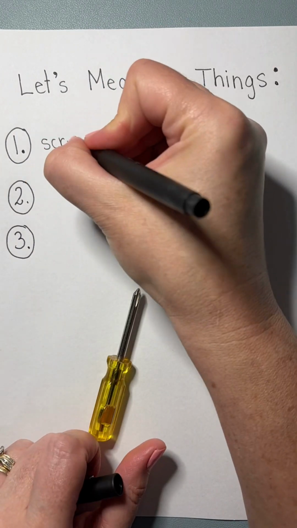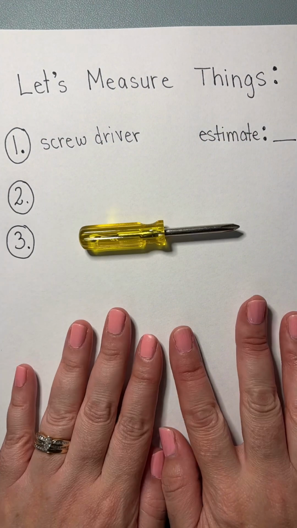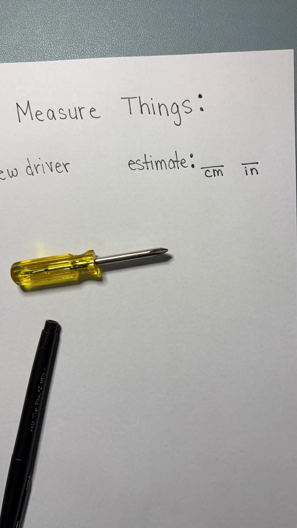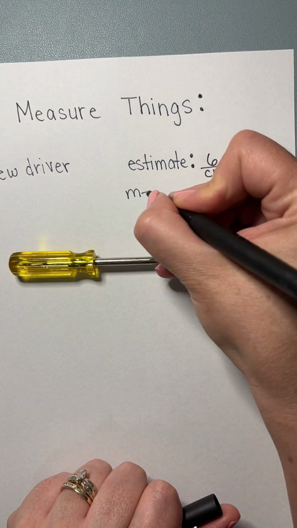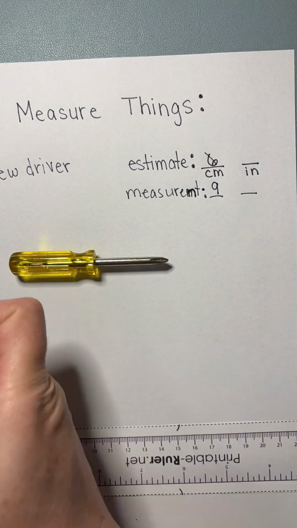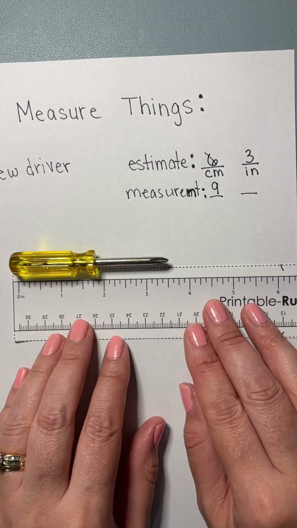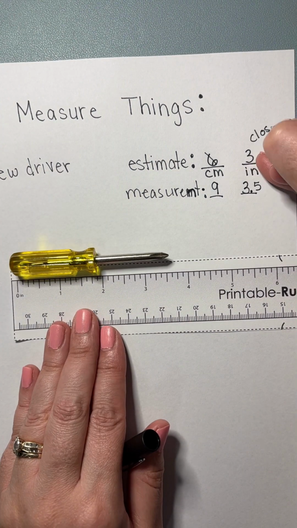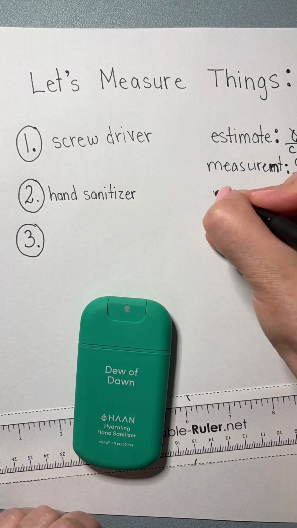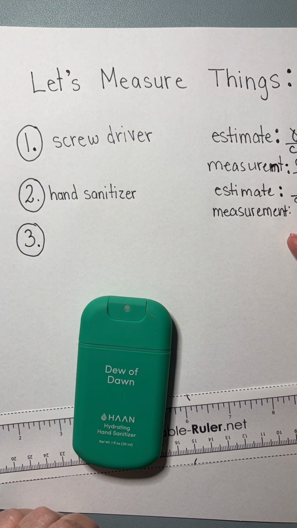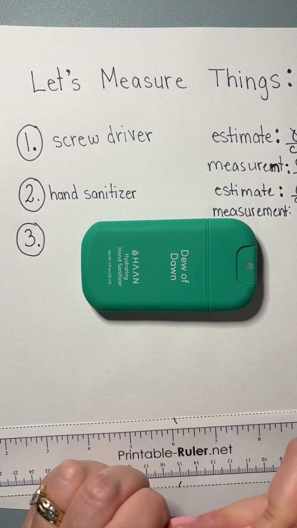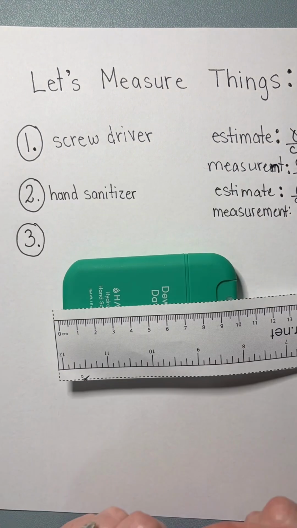Here's an example. I found a little screwdriver on my desk. I'm estimating that it's 6 centimeters, but when I measured it, the ruler said 9 centimeters. And then I measured some hand sanitizer. I estimated, and then I actually measured it. Remember, an estimate is an educated guess, okay? So you're going to find your own 3 items to measure. If you can't find 3 items, feel free to just watch the video and take notes.